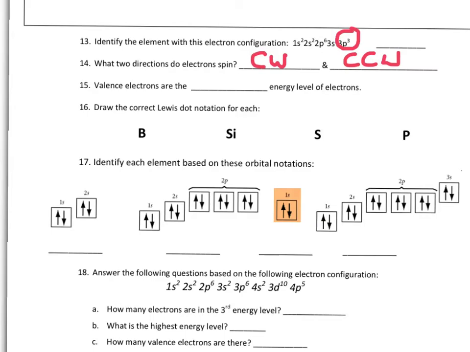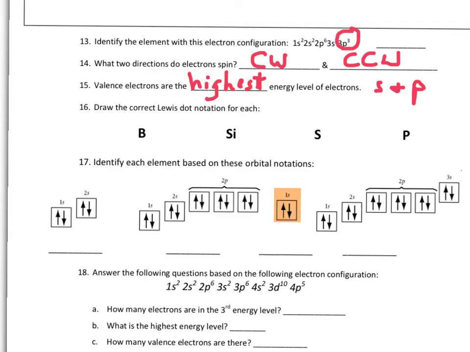Number 15, valence electrons are the blank energy level of electrons. Highest, which means it'll always be the s and p electrons, because the D block drops back a level and the F block drops back 2 levels. S and P will always be the highest energy level electrons.